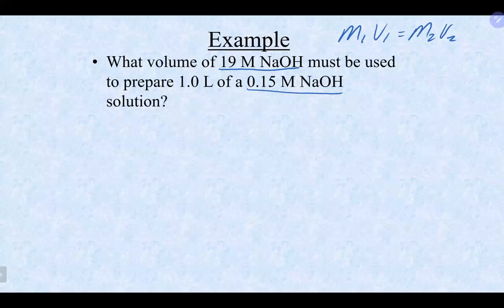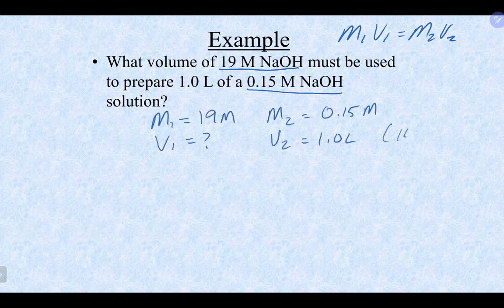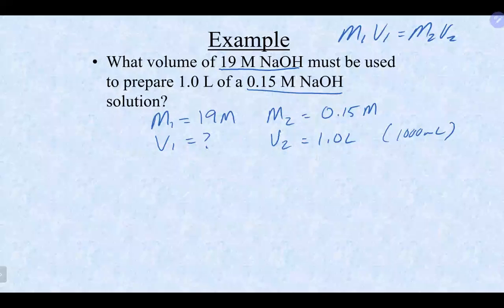So we really can label all these, and honestly it doesn't matter which one you make ones, just as long as you keep the numbers that go together. So we'll go with the more concentrated one as M1, so that'll be 19 molar. We obviously do not have a V1. We have a less concentrated M2, which is 0.15 molar. And we have a V2 of 1 liter, which by the way is 1,000 milliliters. All right, so we really could solve for V1 by dividing M1 to the other side, and that would get us V1 is equal to M2 V2 over M1.